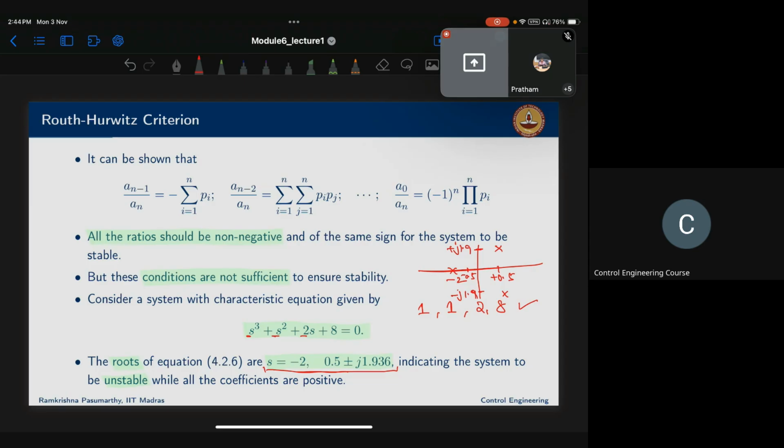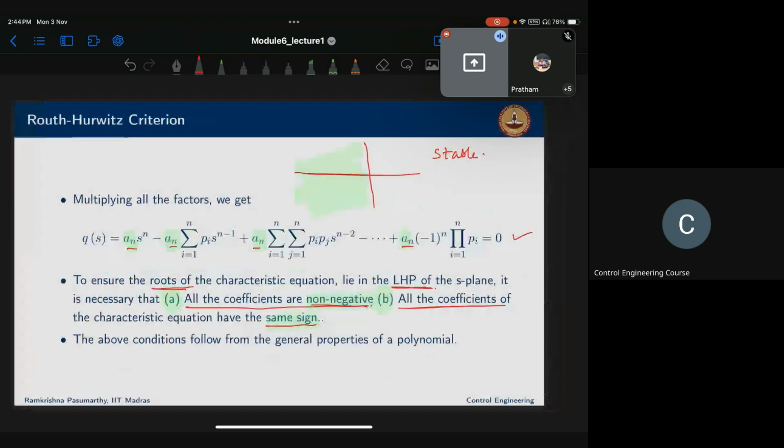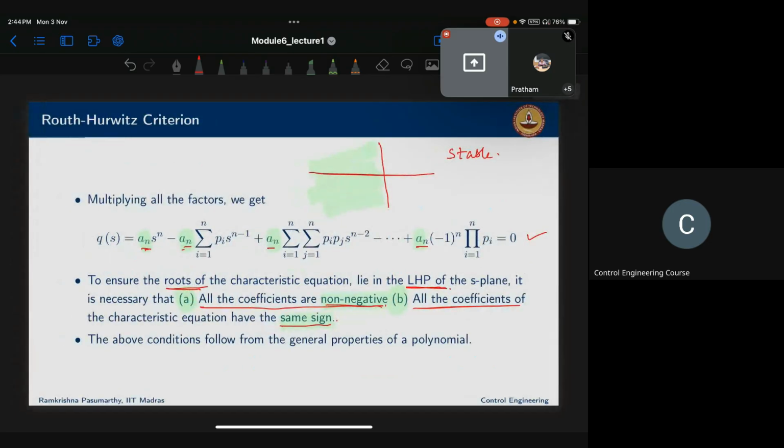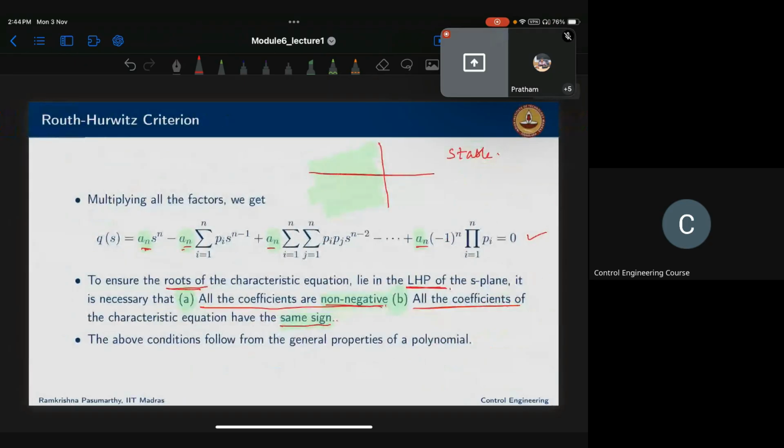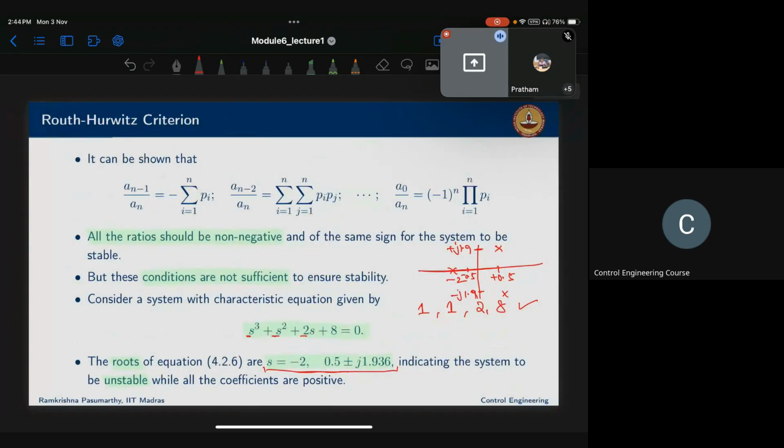So whatever we have discussed, all these coefficients being positive values, being non-negative, to make these roots negative, that is only a necessary condition. Even though the coefficients are positive, the roots are sometimes negative and sometimes positive. You can see here that -2 is on the left side, whereas the other roots are on the right side.